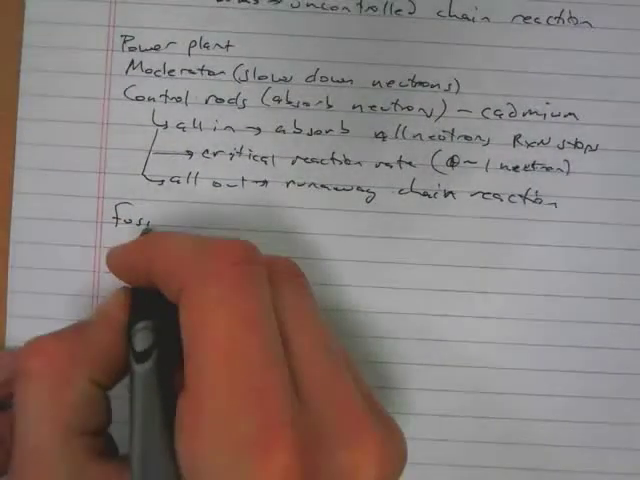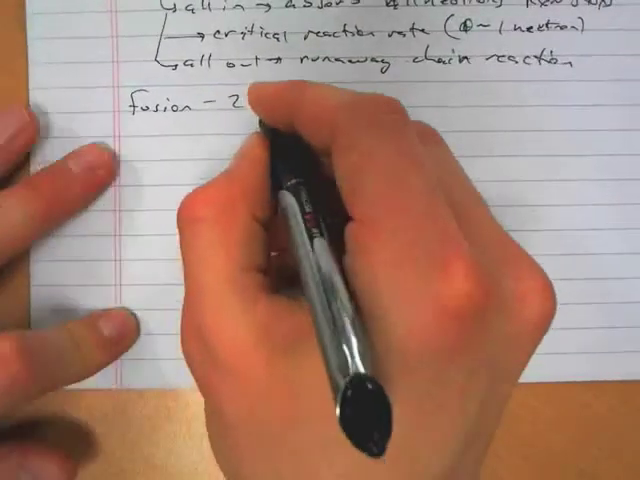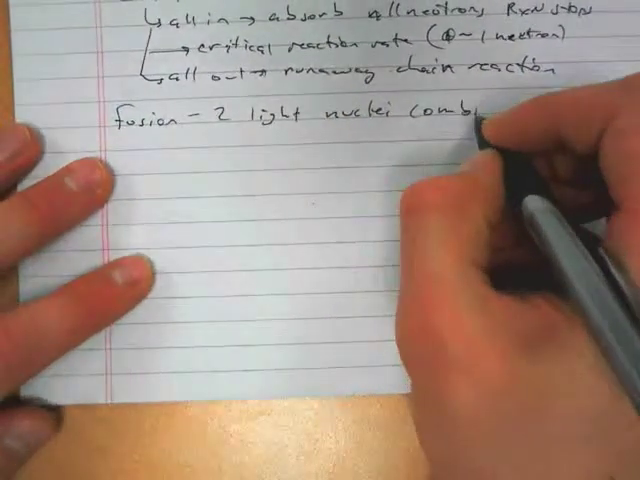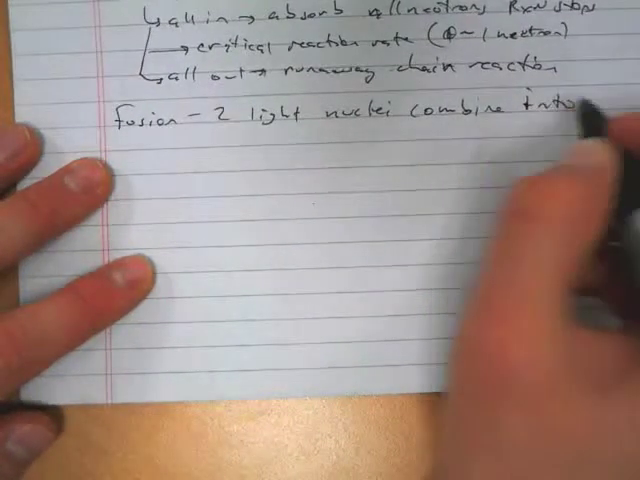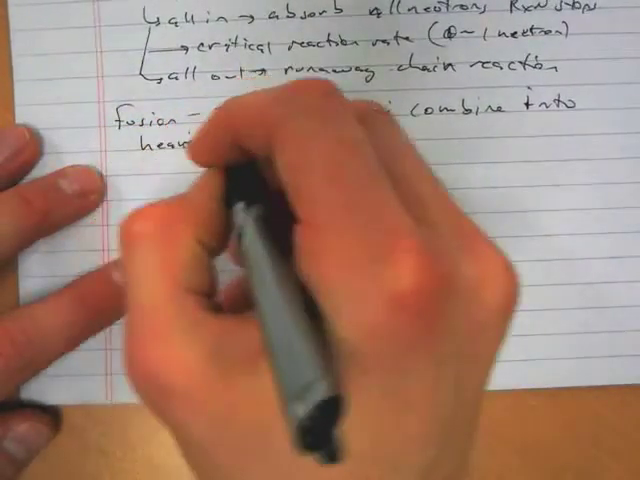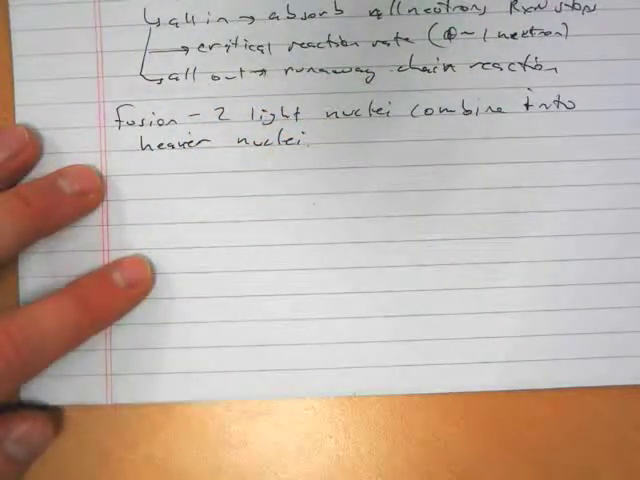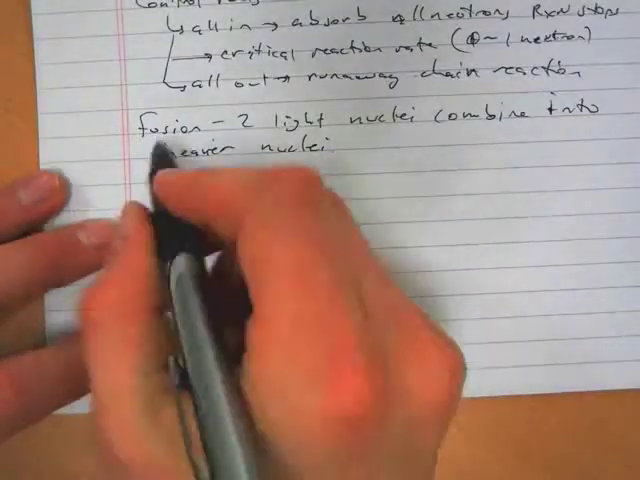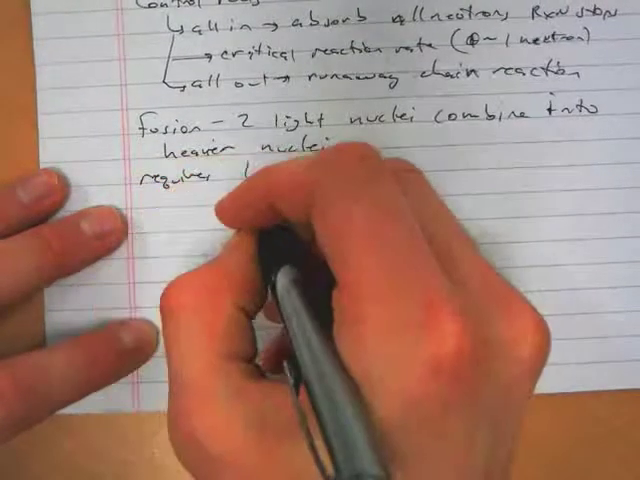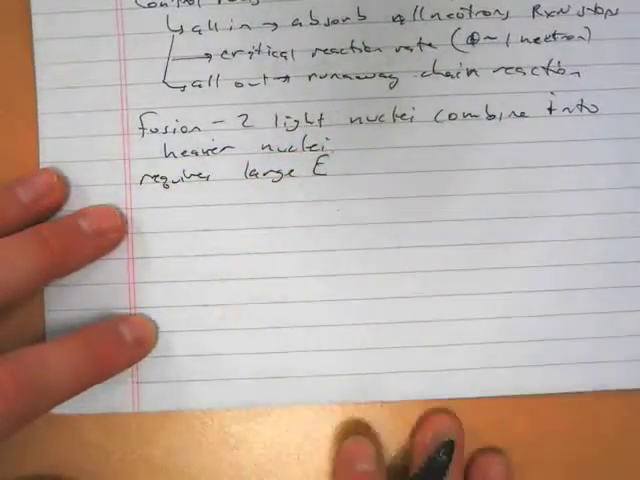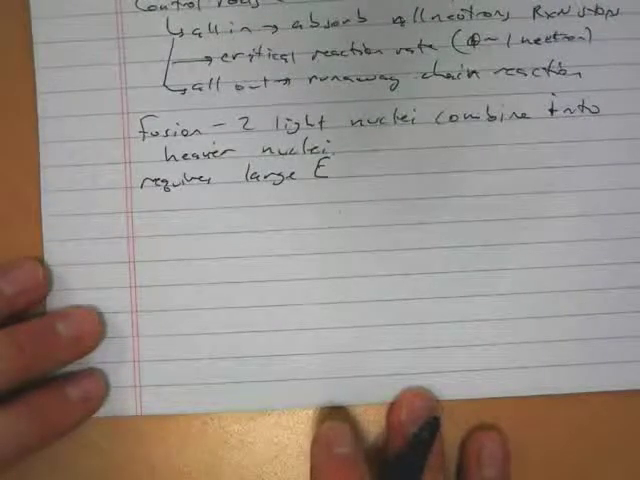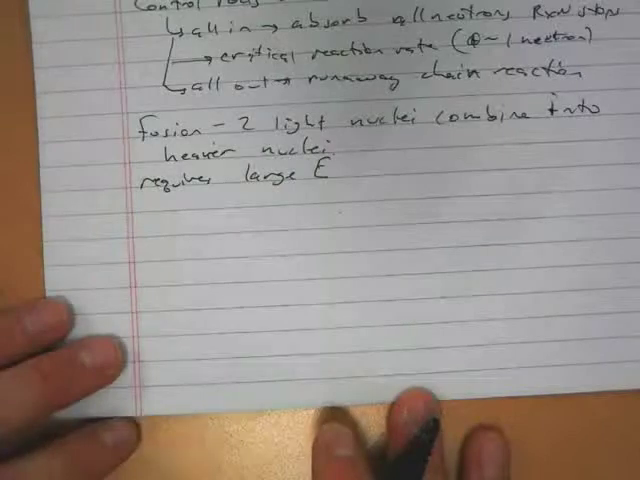Fusion is combining two lighter nuclei, typically hydrogen, into heavier nuclei. It requires a large amount of energy to start the reaction, because you have to overcome the Coulomb force in order to push the nuclei close enough together for the strong force to kick in and be stronger than the Coulomb force.